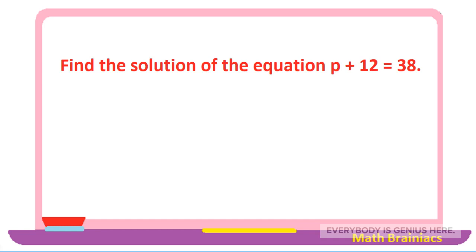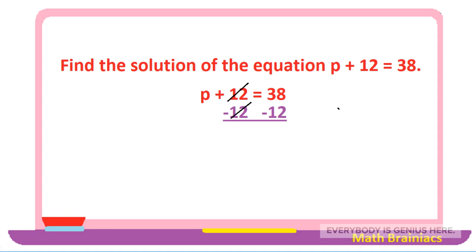Let us work on this example so that you will be guided. Find the solution of the equation p plus 12 is equal to 38. Let us write the equation p plus 12 is equal to 38 below so that we can work on it. You can see that we have an addition here. If we have addition in the given equation, we're going to use the subtraction property of equality. Accordingly, we're going to subtract 12 from both sides of the equation.